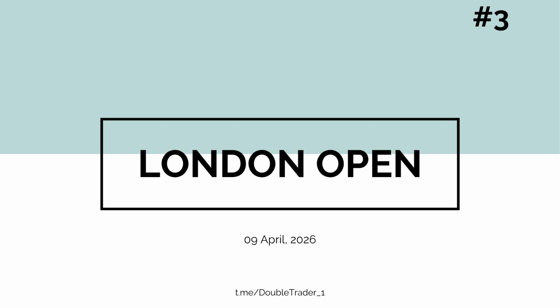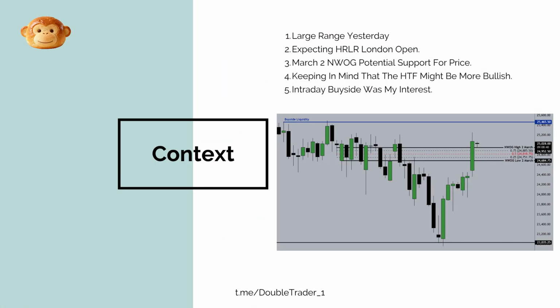In today's video I'm going to walk you through a quick recap of the London Open session. So let's talk about the context that was present before the London Open session on April 9th. Previous days we had a large range day yesterday, which historically makes the London Open session rather problematic and likely high resistance. So that's the first point that should be noted for measuring the expectations.